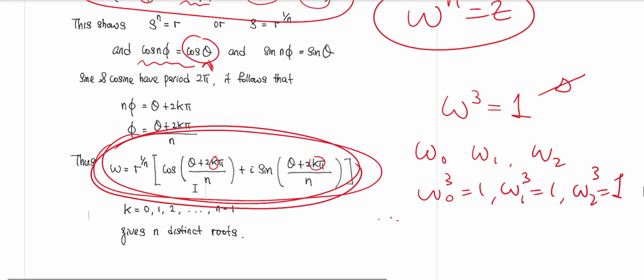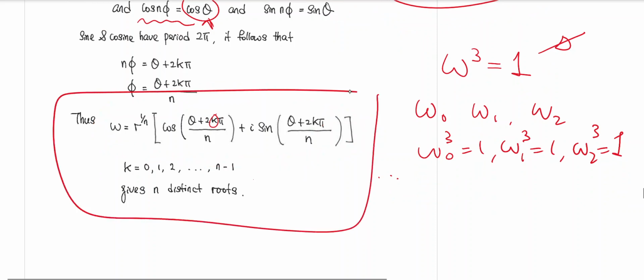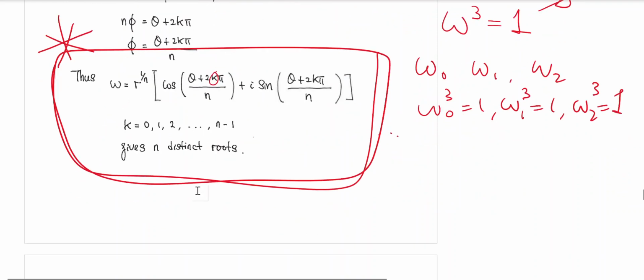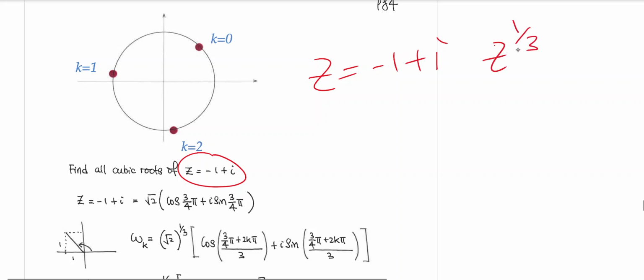So, for example, let's do one computation, okay? This is the formula we use to find roots. So how do we apply this? For example, you are given a complex number z equals -1 plus i, and you want to find the cube root, which means that you want to find all the w such that w cubed equals -1 plus i. So how do we do that?